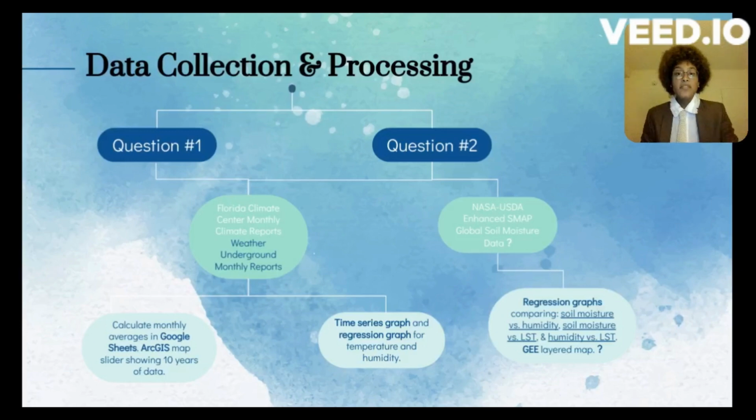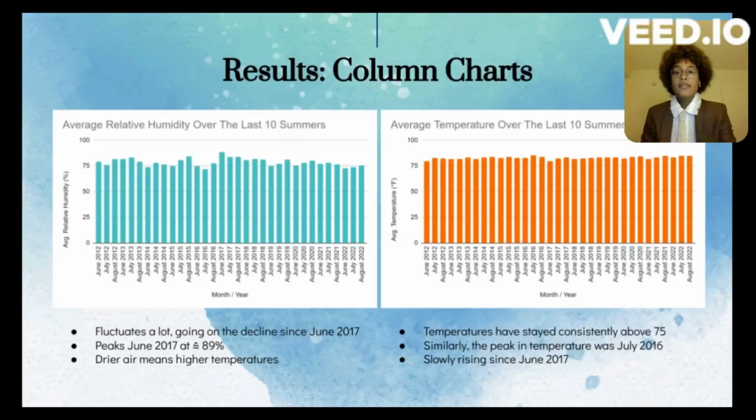Moving on to my analysis, as you can see on the left, this is the average relative humidity over the last 10 years. It does seem to be fluctuating a lot, but seems to be on somewhat of a decline since 2017. It oddly peaked at 89% in June of 2017, which could be explained by some sort of climate event that occurred in Orlando, Florida.